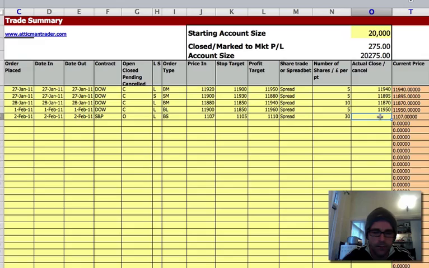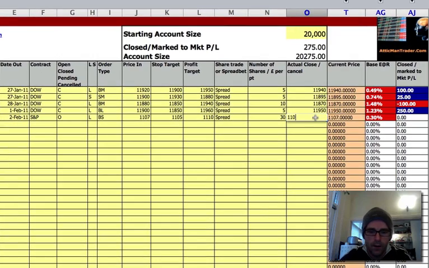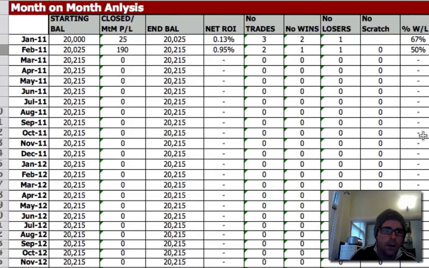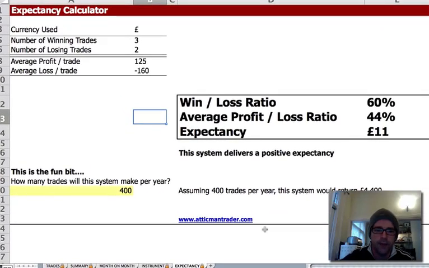Let's say I close this trade out for a small loss. This trade is now closed. See, that was a £60 loser. So going back to the month on month, we can now see that my P&L for February has dropped to 190. I've now got a 50% win-loss ratio. So the last tab on here is really quite a useful tab. This is a tab called Expectancy.